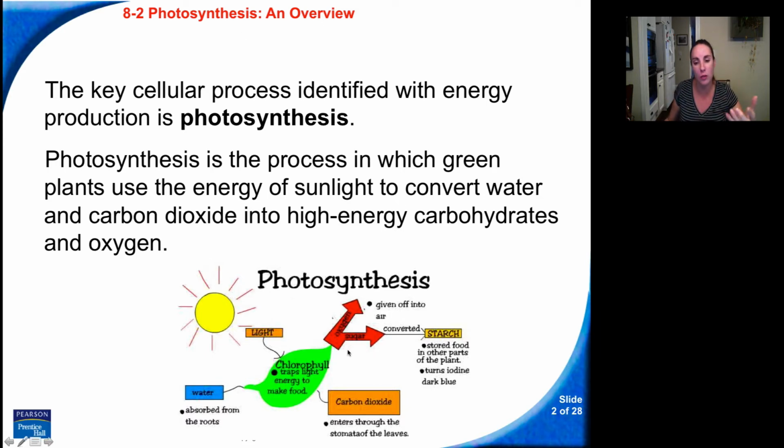So if we look at the overview of photosynthesis, we have light coming in and we have water absorbed from the roots and carbon dioxide from the atmosphere entering the leaves. Okay? The chlorophyll in the leaves is used to trap the energy from the light to make food. So we add light, water, and carbon dioxide, and what is released is oxygen, and what is made is the sugars or the food needed for the plant to make all sorts of other compounds like lipids and proteins, etc.